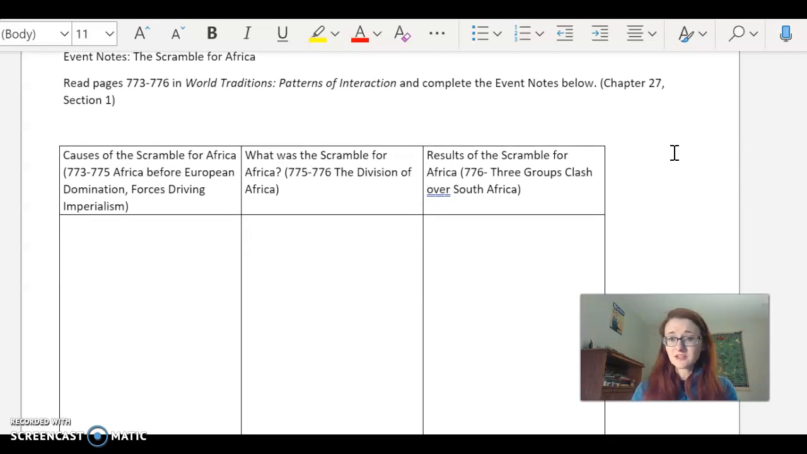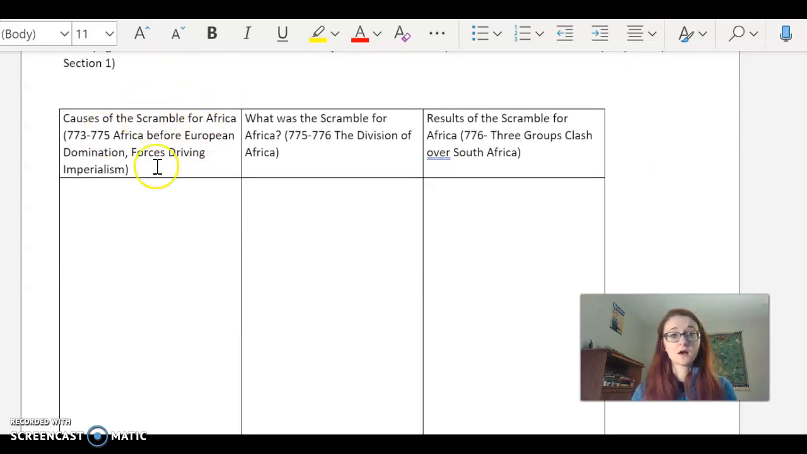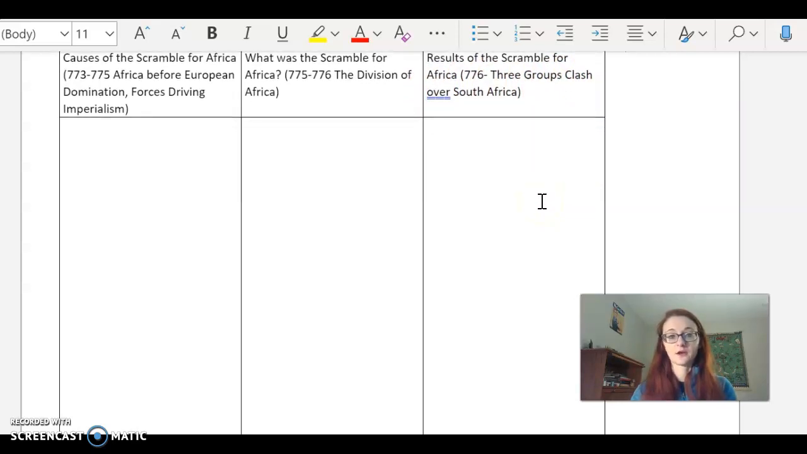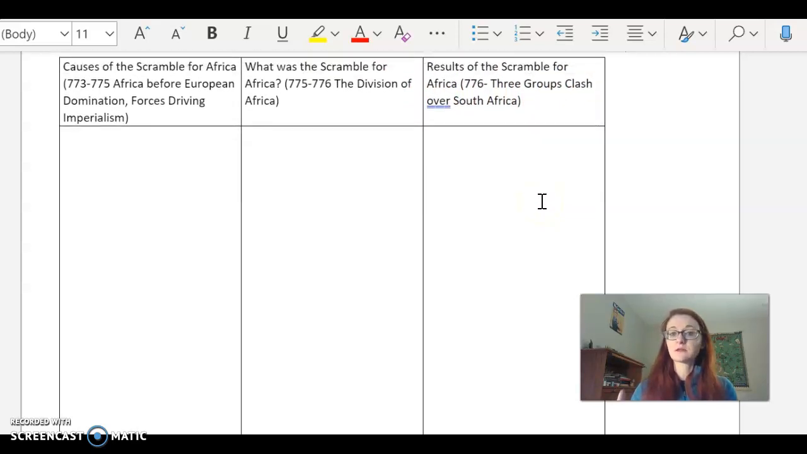You guys have done event notes in the past. Causes for the scramble of Africa. It's basically the event is the cutting up of Africa, right? And every European country claiming their own colonies. So for the causes, you're going to look at the headers Africa before European domination and forces driving imperialism. For what was the scramble of Africa, you're going to be looking at the division of Africa. And for the results of the scramble of Africa, you're going to do the three groups clash over South Africa, okay? That's pretty straightforward. It can be in bullet points.